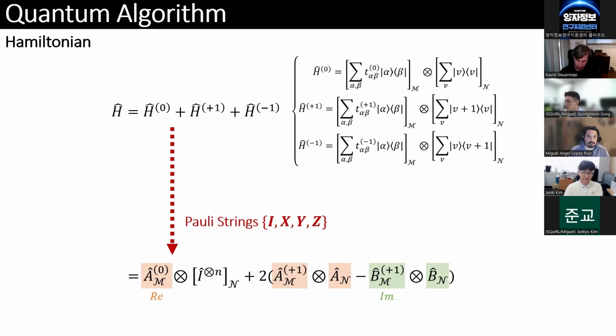Hamiltonian for our algorithm is a set of Pauli string decomposed elements similar to the Jordan-Wigner transform. Since we have the hermiticity and symmetry in our Hamiltonian, we could simplify the entire Hamiltonian into the sum of real part tensors and imaginary part tensors.